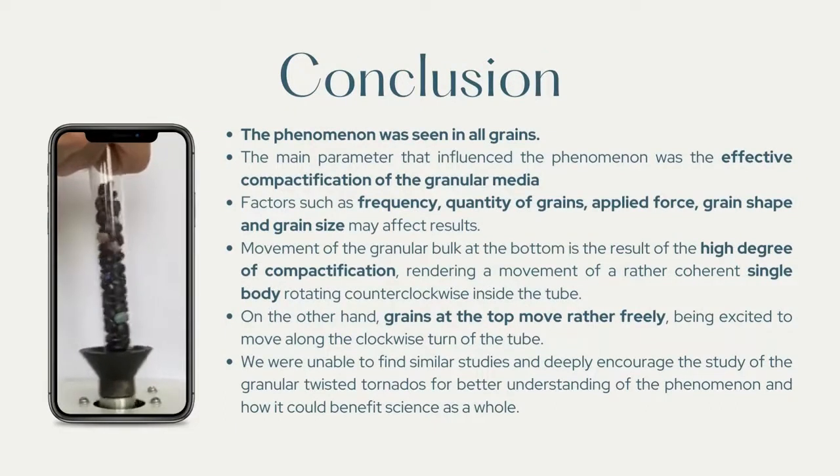Overall, we noticed that the effective compactification of granular media was the main parameter of the phenomenon, with big influence of grain quantity, shape, and size. The movement of the granular bulk at the bottom is a result of compactification of the grains, causing a movement of a single body rotating counterclockwise inside the tube. Meanwhile, grains at the top move rather freely, being excited to move along the clockwise turn of the tube.